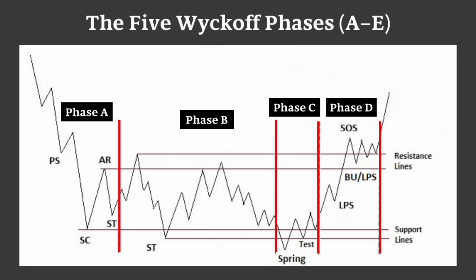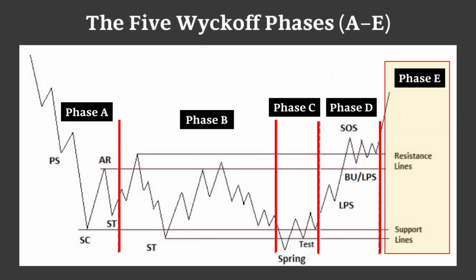Phase D is the confirmation. Demand dominates, price breaks through resistance, and pullbacks are shallow, showing that sellers are nearly exhausted. Phase E is when the trend becomes obvious. The uptrend begins, volume expands, and the public finally joins in, usually late.